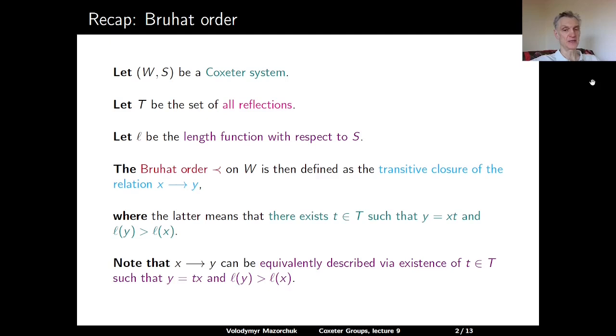We can equivalently describe the same relation by multiplying with t on the left. So x → y equivalently means that there is t such that y is equal to t times x, and the length of y is strictly greater than the length of x. Note that the t in the first description will usually be different from the t in the second description.